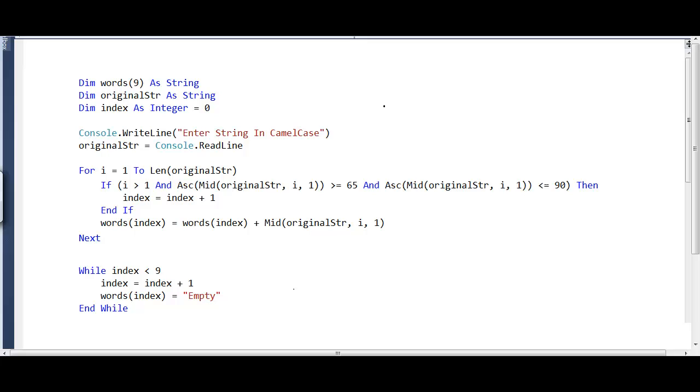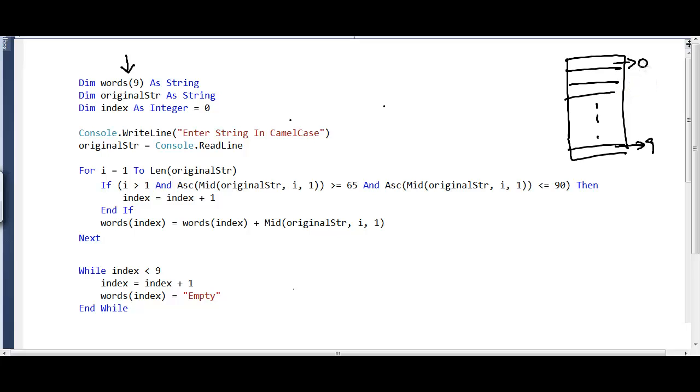For example, instead of declaring the array to have an upper bound of 10, this time we have an upper bound of 9. So when this array is created, the upper bound is going to be 9, and by default in Visual Basic the lower bound is 0. So technically we still have 10 boxes, or 10 elements in the array, because the starting box number is by default 0. That's why the upper bound has been set to 9.